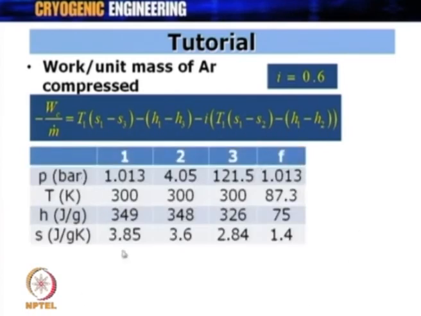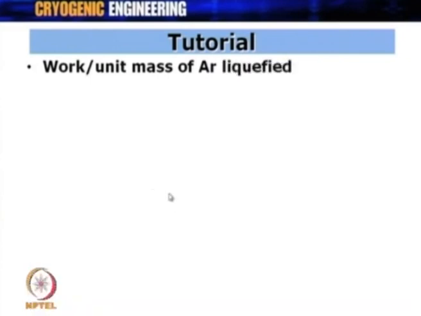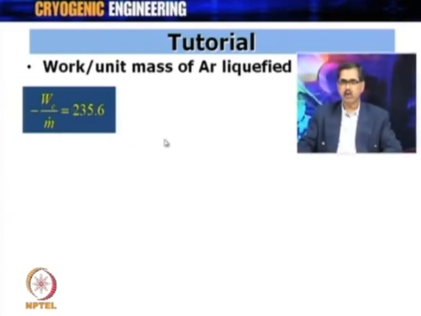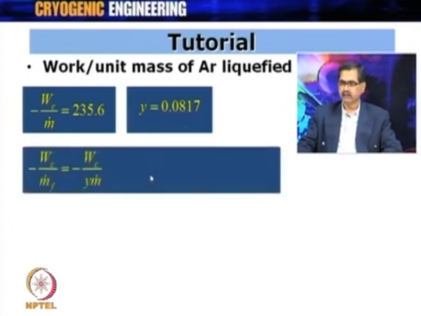Putting these values from this table, I get Wc upon m dot is equal to 235.6 joule per gram. This is work done per unit mass of gas argon compressed. Now, I want to calculate work done per unit mass of argon liquefied, for which I want to know Wc upon m dot, and the value of Y, which is 0.0817, which is what we have just calculated.